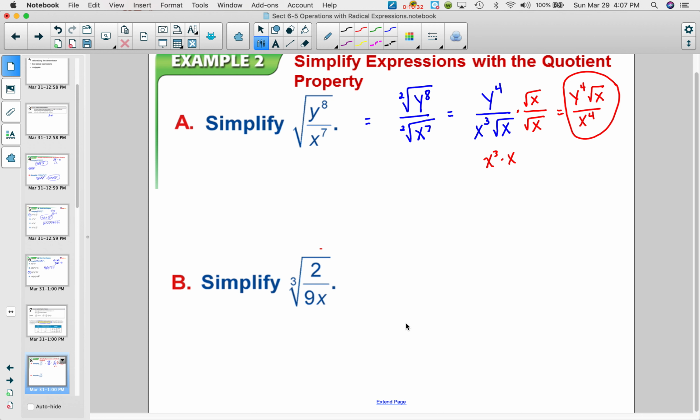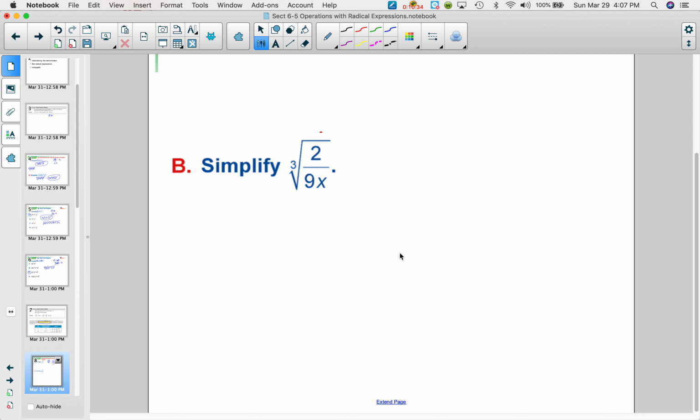All right, so I'm going to first separate it out as the cube root of 2 over the cube root of 9x. I'm even going to do something else. This 9, I'm going to think of 9 as 3 squared. So I'm going to write a 3 squared x.